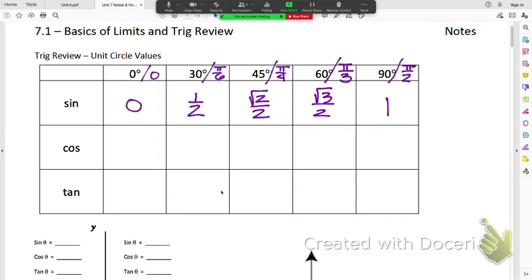All right, anyone remember what you do for the cosine values? You flip them. Take all 5 and reverse them. Okay? So you take 1 and go down to 0 and reverse the order on them. So it goes root 3 over 2, root 2 over 2, 1/2. So if you know the first 5, you flip them for the second 5.